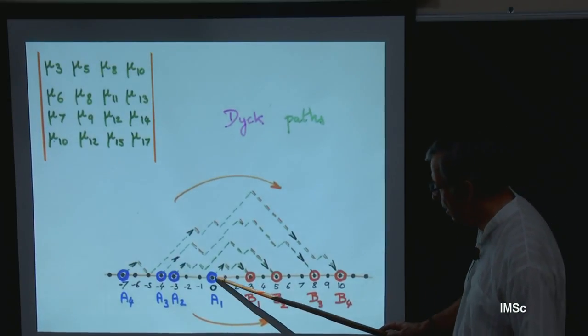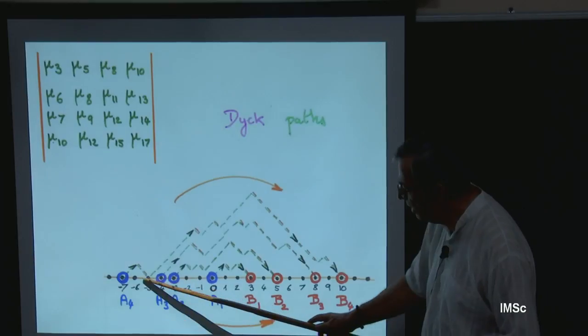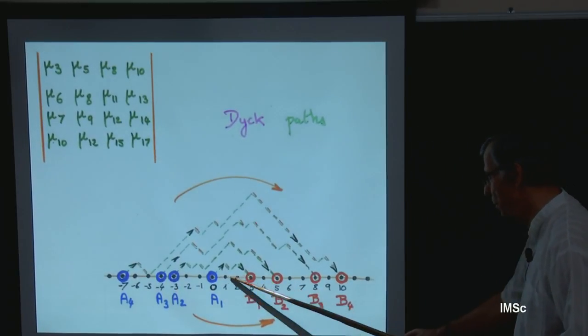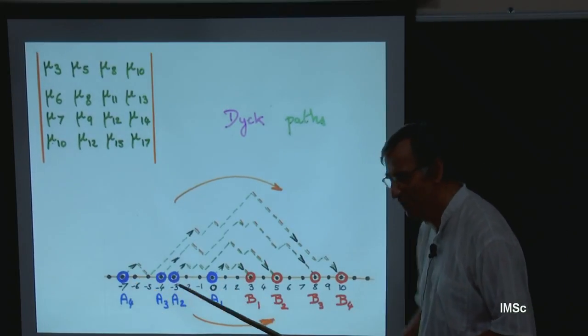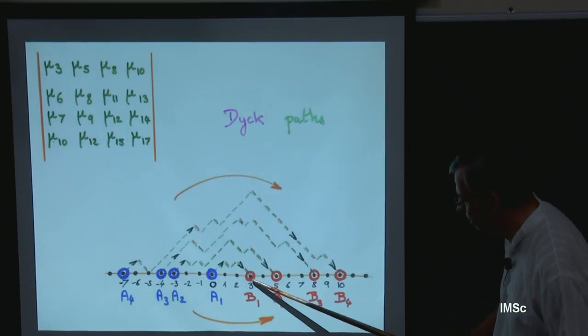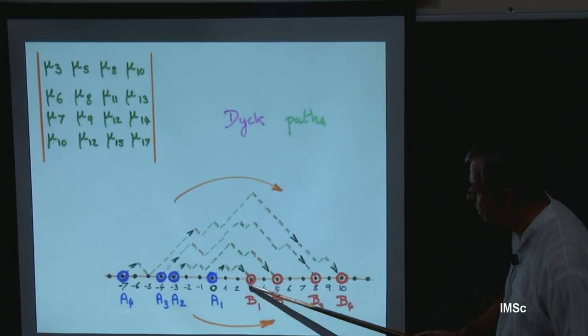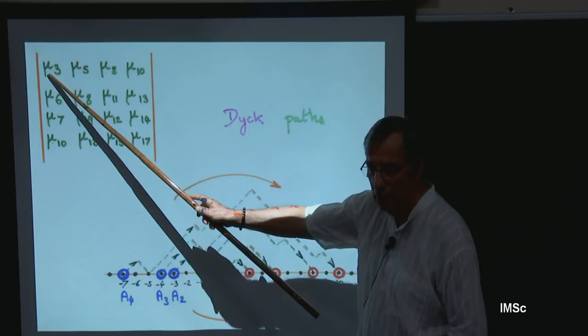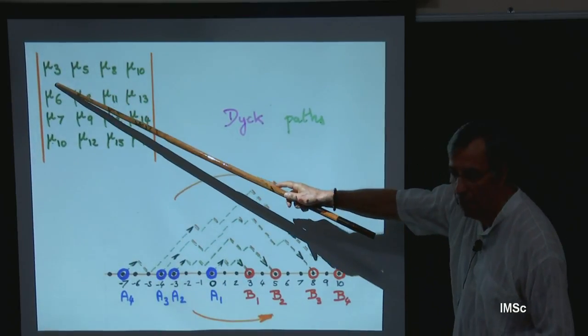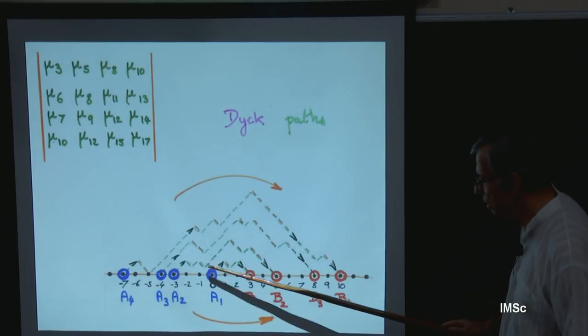So you see A1, the blue points go from left to right. The red points go from, no, the blue points from right to left. The red points go from left to right. And look between A1 and B1. The sum A1, B1 should be mu 3, the sum of the weight of all the Dyck paths of length 6. So mu 3 is this.